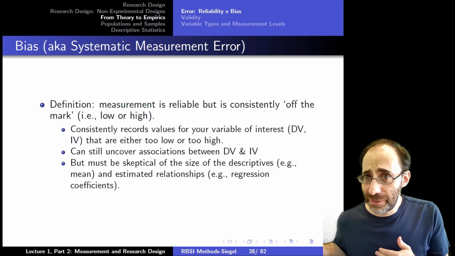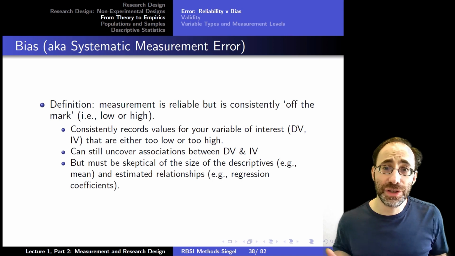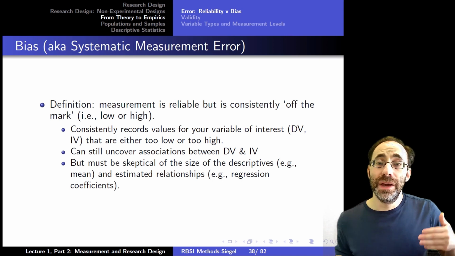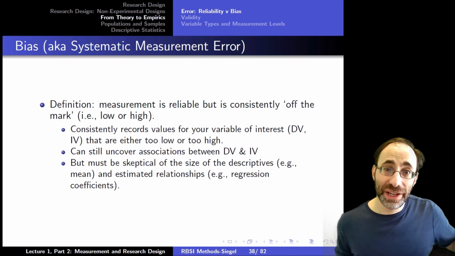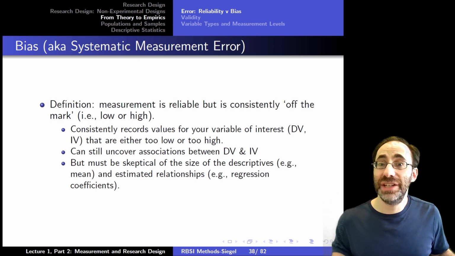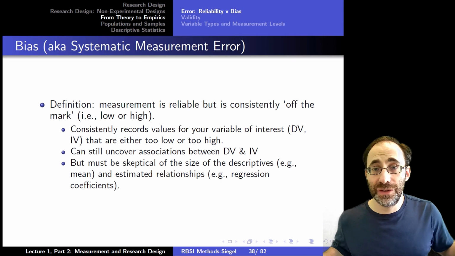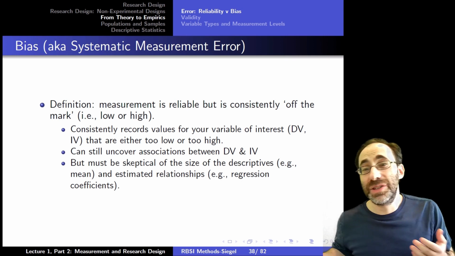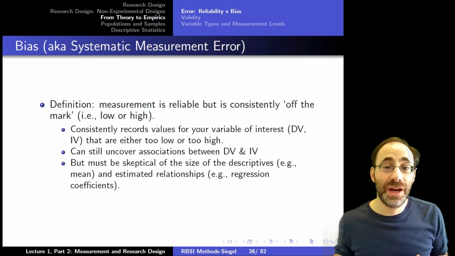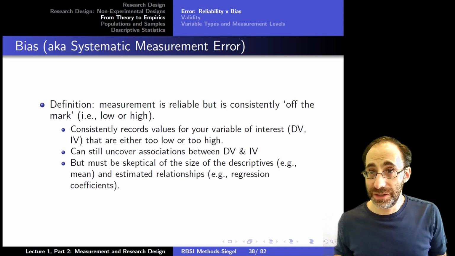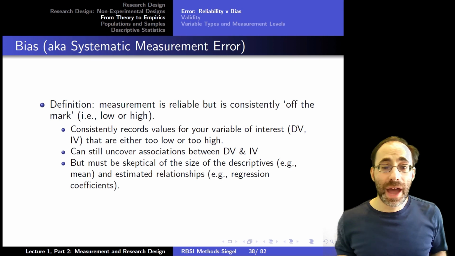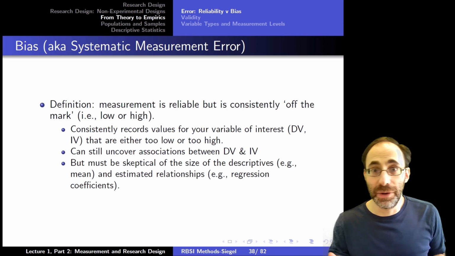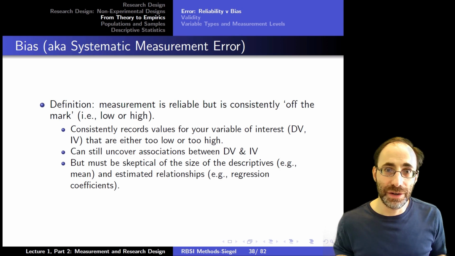You can still, when you have biased measurements, recover associations between the independent and dependent variables, right? Because remember, you're looking at how changes in the independent variables are related to changes in the dependent variables. So even if everything is a little high, the changes might still be correlated. But you still must be skeptical when you have biased measurements of the size of the mean of things, because it's biased upward or downward, and also of the exact relationships you identify via your models, like regression, which we'll talk about in a later lecture.